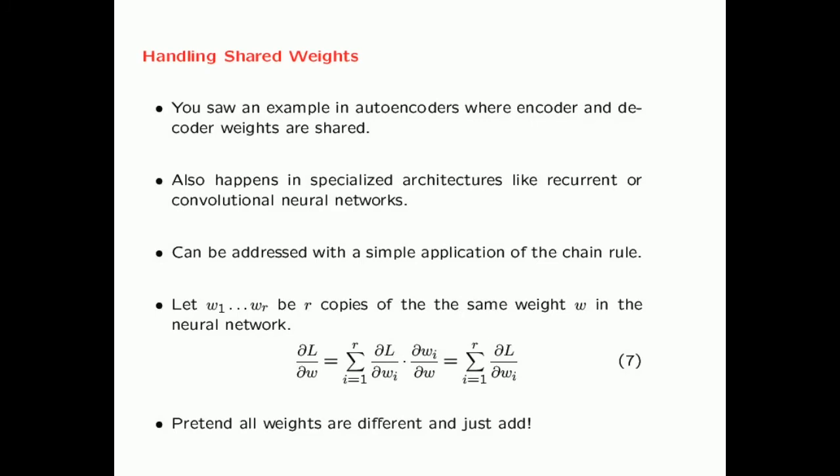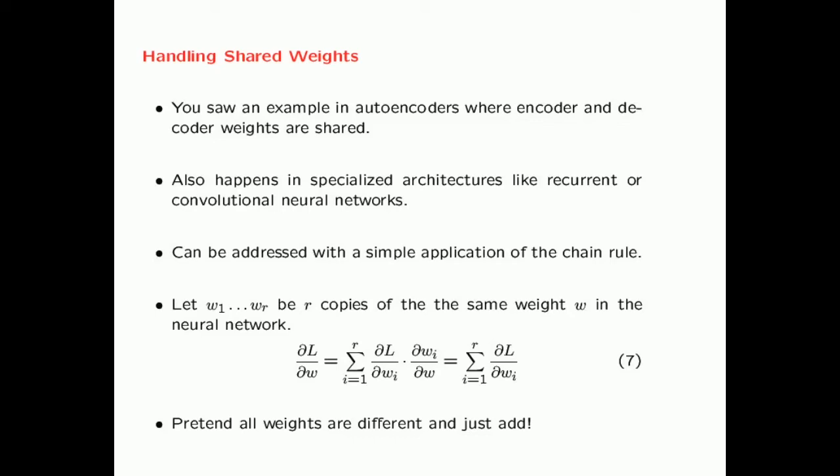And then finally, you have many cases where you have shared weights. So you saw an example of autoencoders some lectures back where the encoder and decoder weights are shared. In fact, in many advanced neural architectures, shared weights are very common. Shared weights are a very good way of incorporating domain-specific insights within your neural network architecture. And this can be solved with a simple application of the chain rule. So let's say that you have a neural network and you have R weights which are shared. So W1 through WR are R copies of the same weight in the neural network.